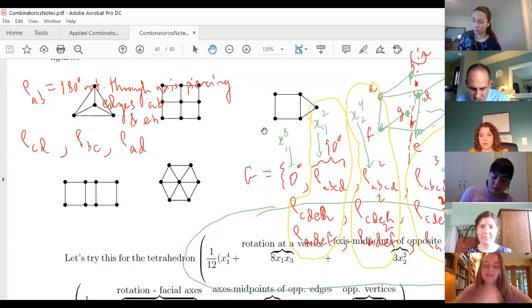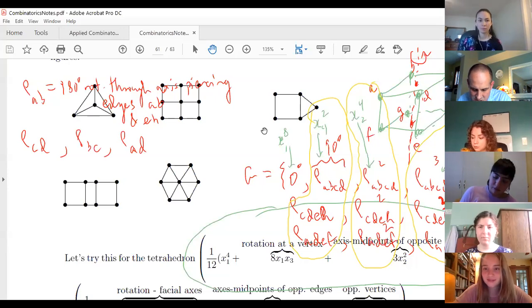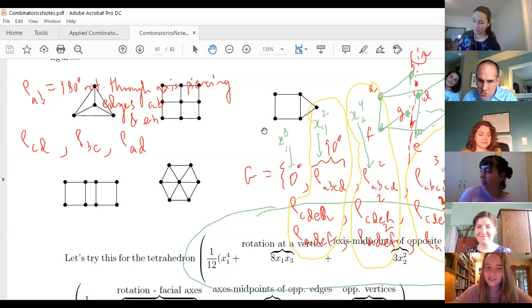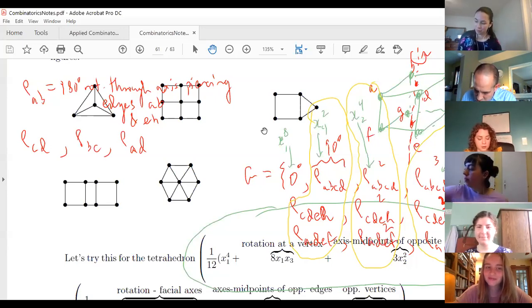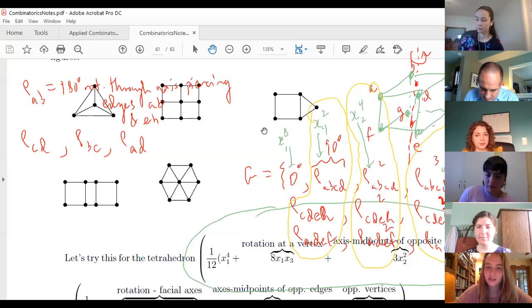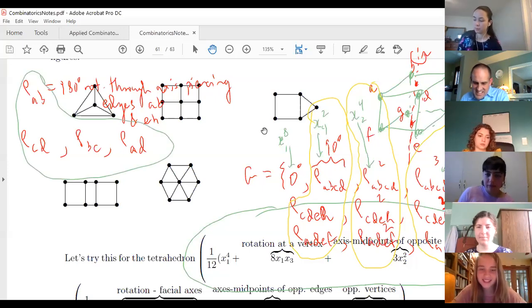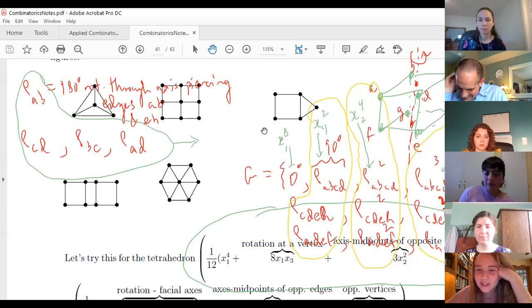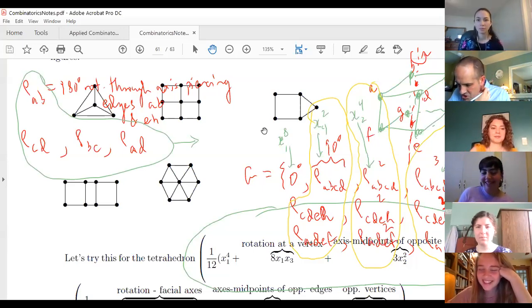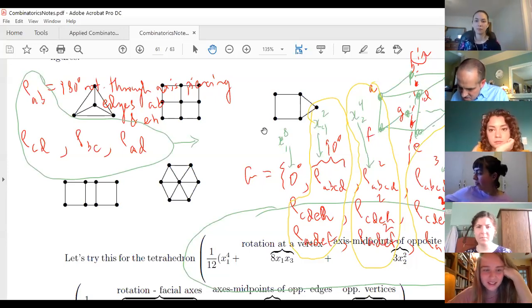Cassie, you are the master of 180-degree edge rotation. So what does each one of those contribute? Do you mean like the X sub? Yeah. Would it just be X sub 2 to the 4th? No, that's not what it is. Well, hang on. It looks like it would have to be a bunch of 2 cycles.